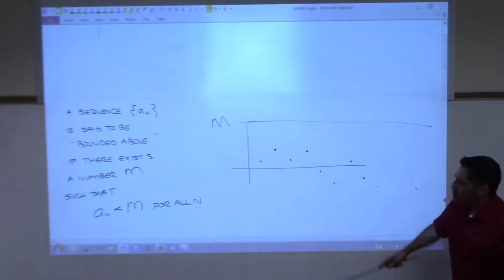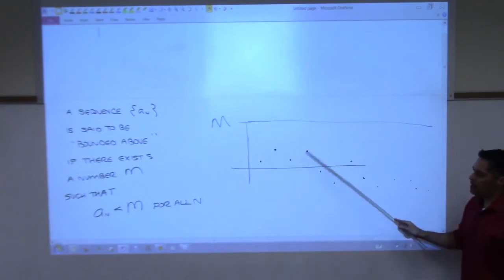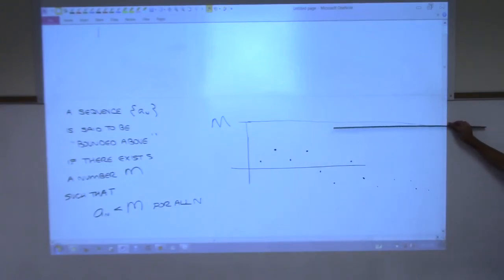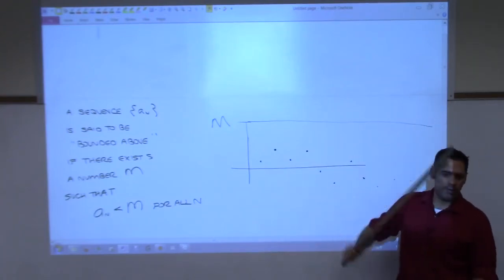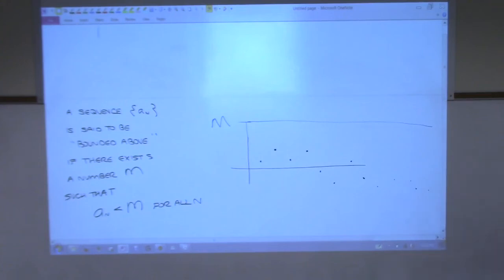Such that every term of my sequence, every single one of these, is smaller than this M. Then I can say it's bounded above. It's like a ceiling, right? It's like a roof. Everything lives underneath that roof. It is bounded above. Make sense?